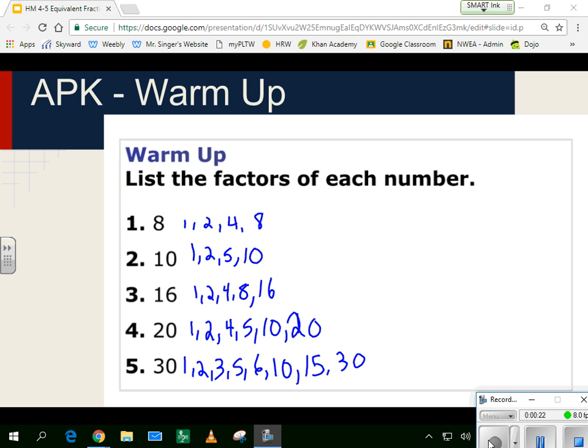All right, so hopefully you were able to get the same answers as I did. Take a look up on the board or on your screen and make sure that you have the same number of factors on your page. Okay, now that you're warmed up, let's get into today's lesson.